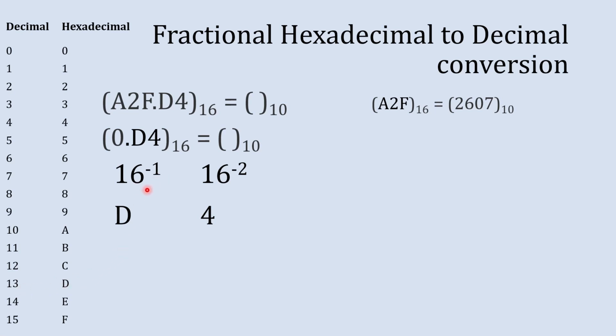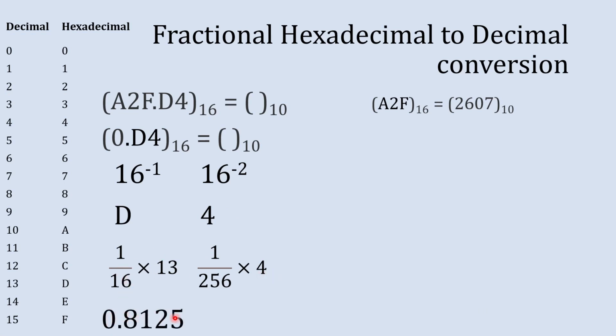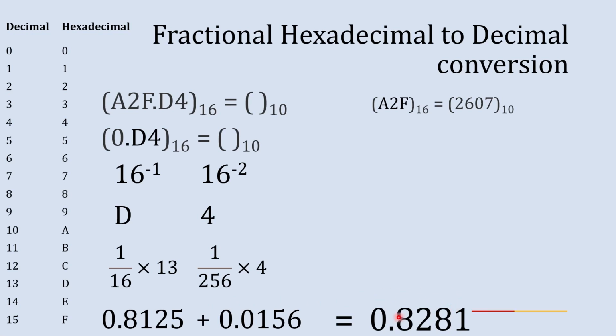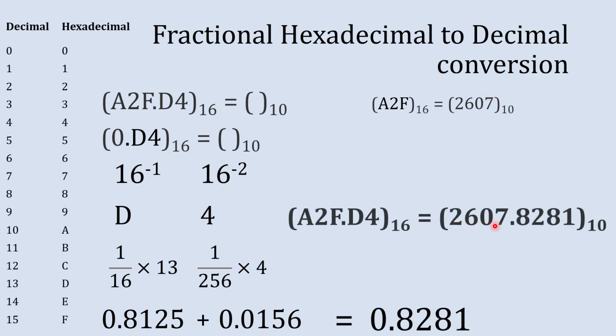The decimal equivalent of D is 13. So 16 raised to minus 1 is 1 upon 16 into 13. The next is 16 raised to minus 2 into 4, so 1 upon 256 into 4. Now let's solve this. That is 0.8125. And 1 upon 256 into 4 is 0.0156. Now add these numbers together and we get 0.8281. So this is the decimal equivalent of the fractional part. And now let's add both these numbers together, and the answer is 2607.8281. So that's how you can convert a hexadecimal number into a decimal number.